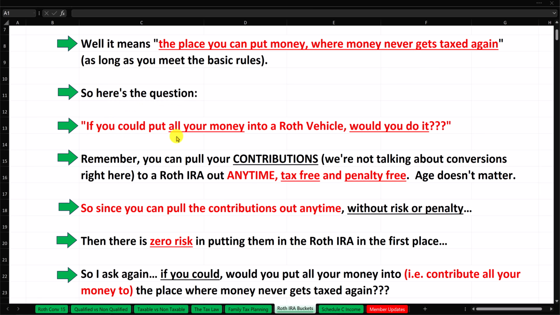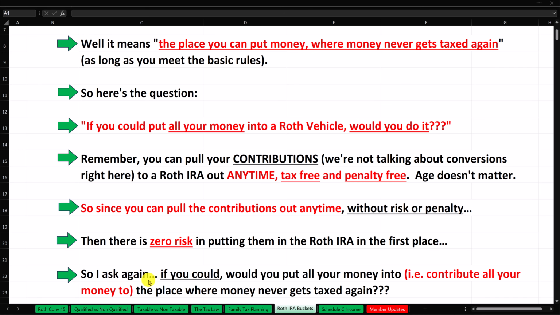If you could put all your money into a Roth vehicle, would you do it? Remember, you can pull your contributions. We're not talking about conversions right here, just contributions like your $7,000 annual contribution to a Roth IRA out anytime, tax-free and penalty-free. Age doesn't matter. So since you can pull the contributions out anytime without risk or penalty, then there is zero risk in putting them in the Roth IRA in the first place.